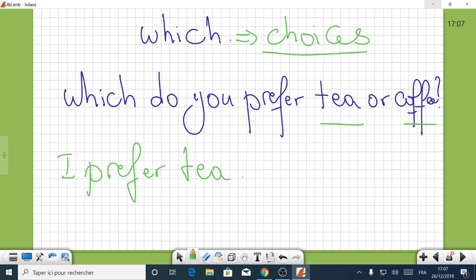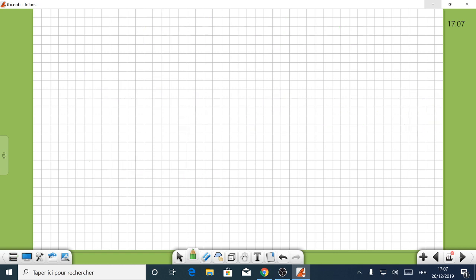Okay, a very simple exercise that we should do all together. So we have the question words, which are what, where, when, how, why, what, where, when, how, and how.